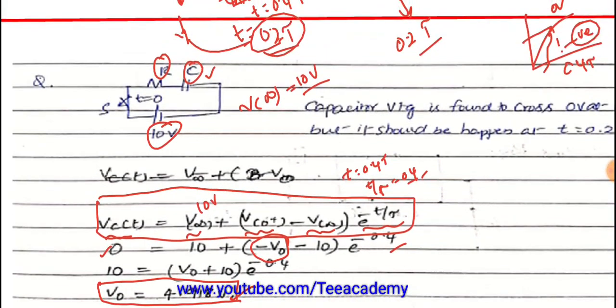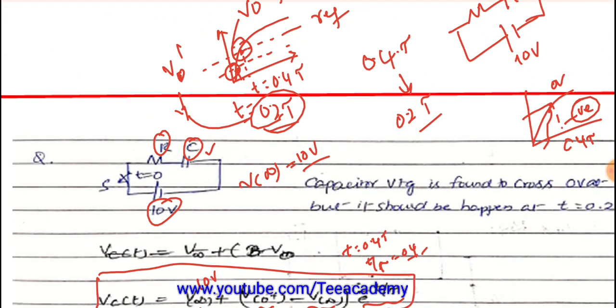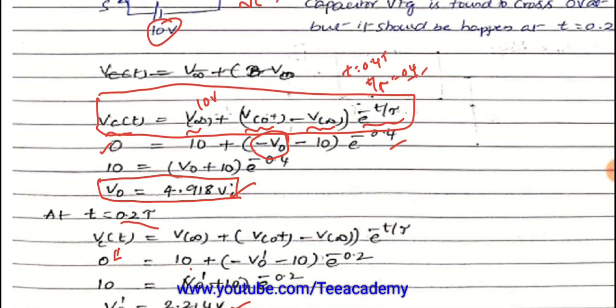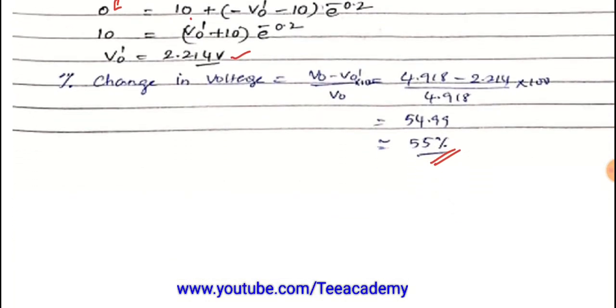That means if you change the voltage by 55% of the initial voltage, then we can reduce the instant where the voltage is going to be 0. So that's the answer.